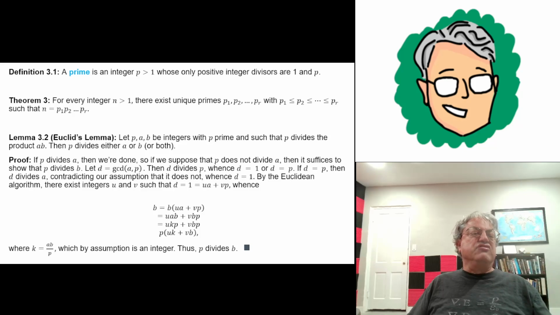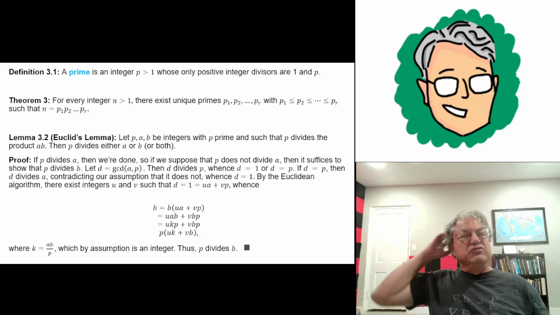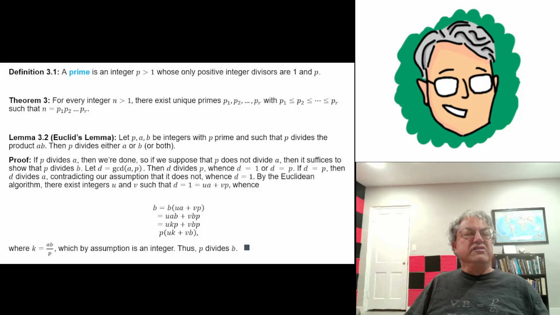So without loss of generality, we can assume that it does not divide a, and now we have to prove that it divides b. So we're assuming it doesn't divide a, and now we're letting d be the GCD of a and p. That means in particular that d has to divide both a and p. And since it divides p, we know there are only 2 divisors of p, namely 1 and p.